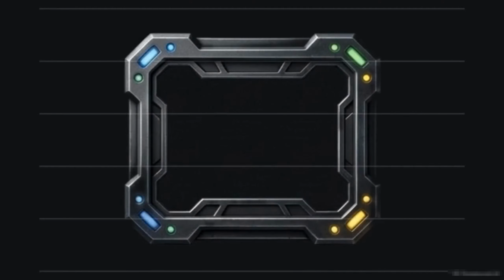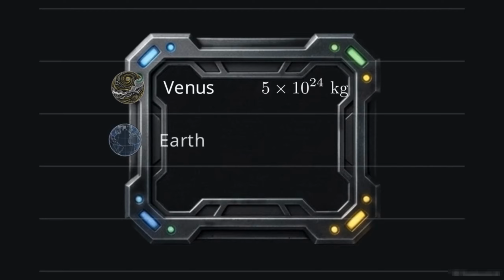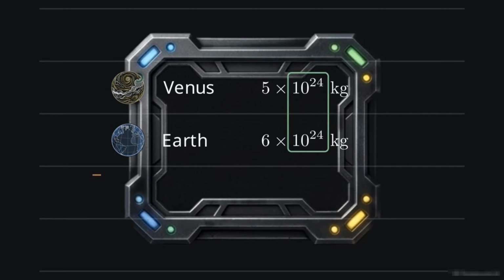We start our ledger with Venus and Earth. Venus is about 5 times 10 to the 24th kilograms, and Earth is 6 times 10 to the 24th kilograms. Notice the exponents are exactly the same. Because units match, simply add the front digits. 5 plus 6 gives a temporary total of 11 times 10 to the 24th.